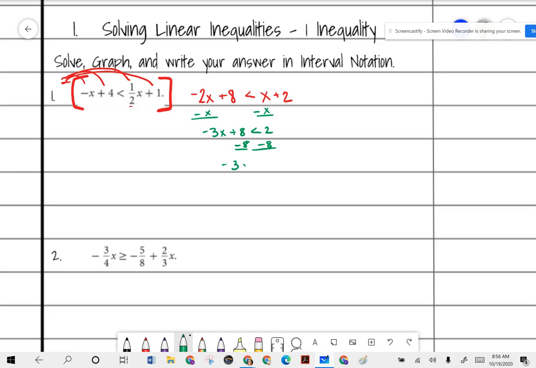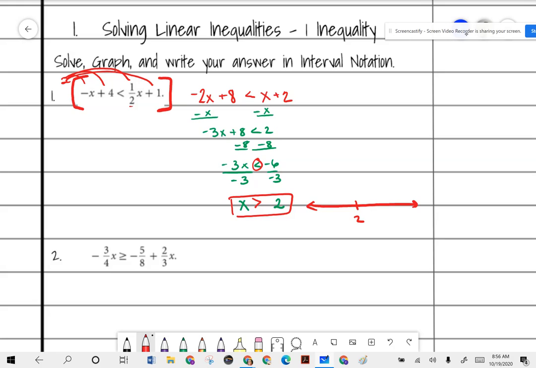I get negative 3x is less than negative 6. Dividing by negative 3, x is... Negative 6 divided by negative 3 is positive 2. Notice that I have to flip that inequality because I divided by a negative. So there's my solution. The graph is just a number line.